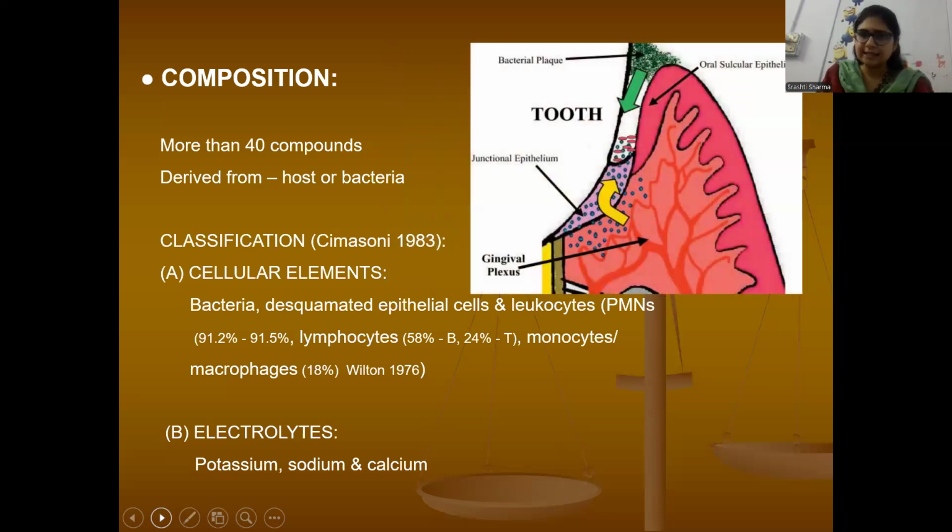We can easily see the gingival plexus, junctional epithelium, oral sulcular epithelium, and the bacterial plaque, which increases the flow of GCF. So GCF has all the components of the adjacent structures.